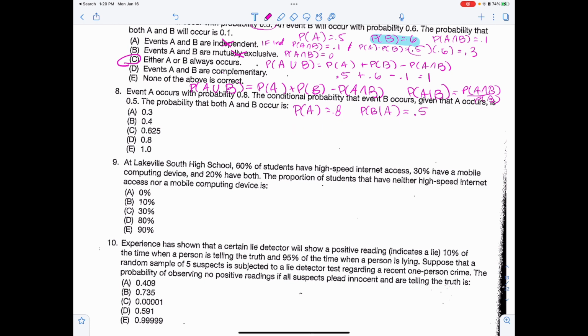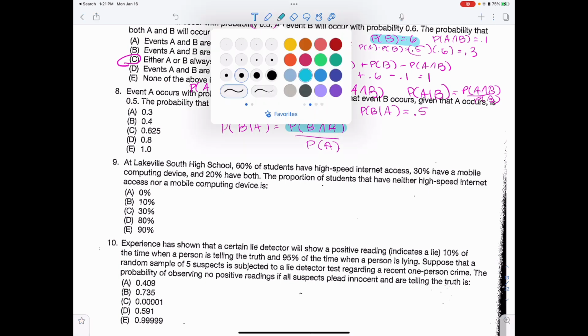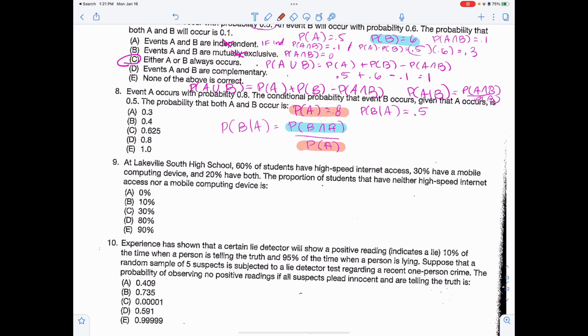So here's my formula. The probability of B given A is the probability of B and A over the probability of A. And what I'm looking for is both occur, so B and A. I know the probability of A is 0.8. So I'm just going to put in 0.5 equals X over 0.8, and then I multiply them and I get X equals 0.4, so 40%. This formula is on your formula chart.